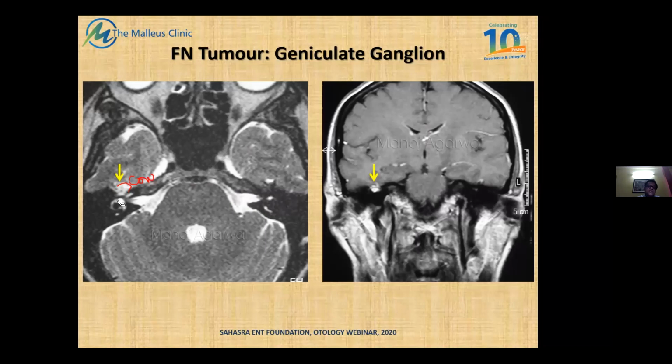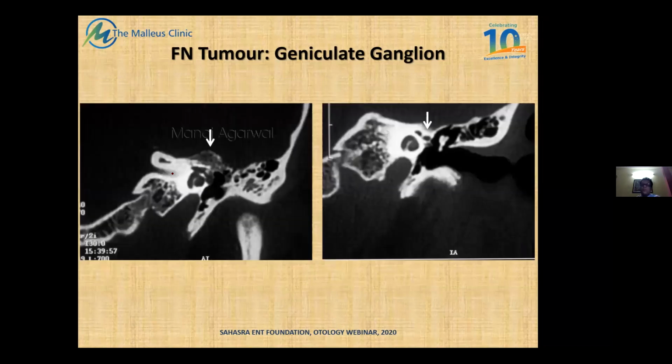All these things are very, very important. Just the fact that I have a tumor here and it's a facial nerve tumor is not the end of the responsibility for you. Just a while ago, I told you about a different case of a geniculate ganglion hemangioma. See how the hemangioma has expanded the area of the geniculate ganglion with the bone over the geniculate ganglion intact.